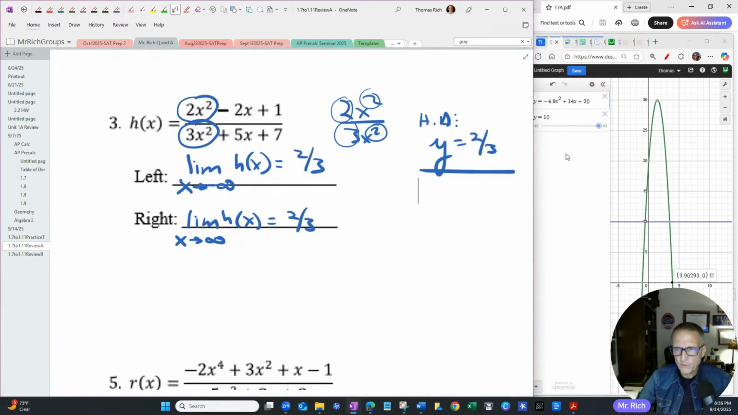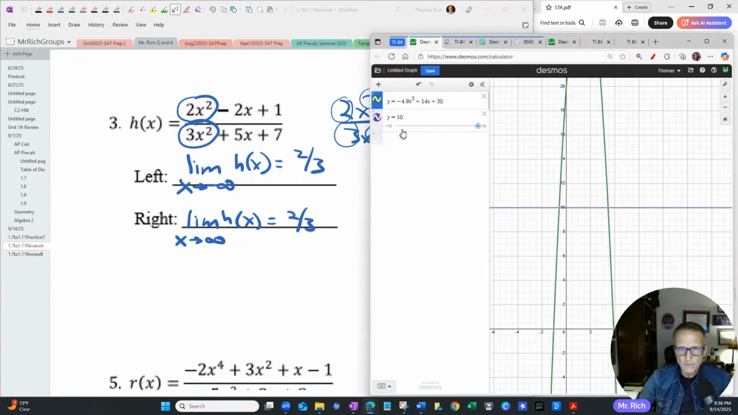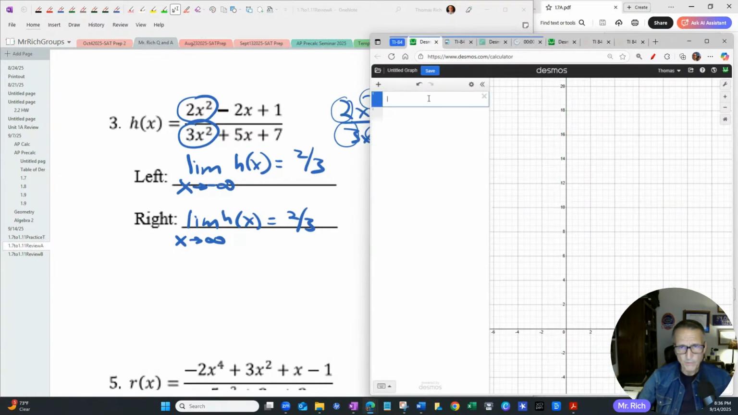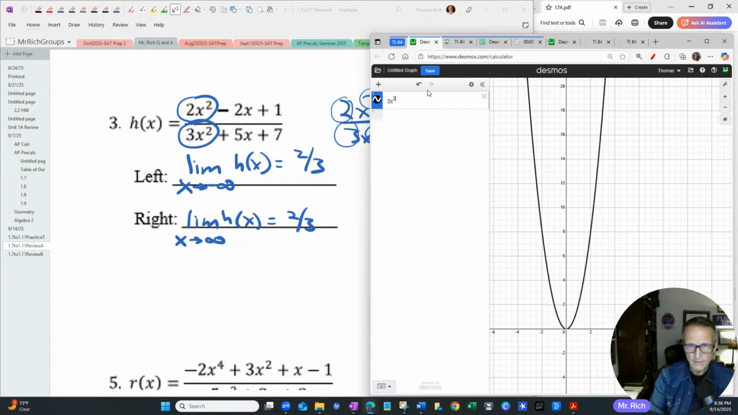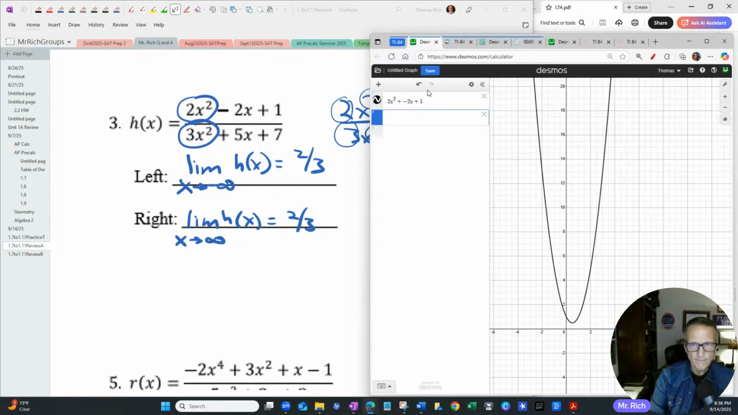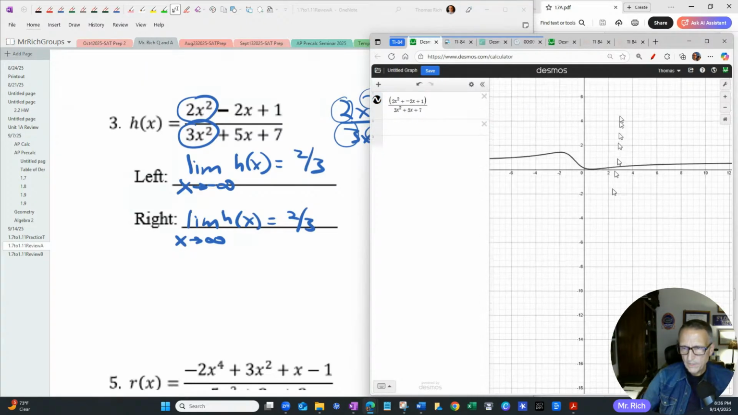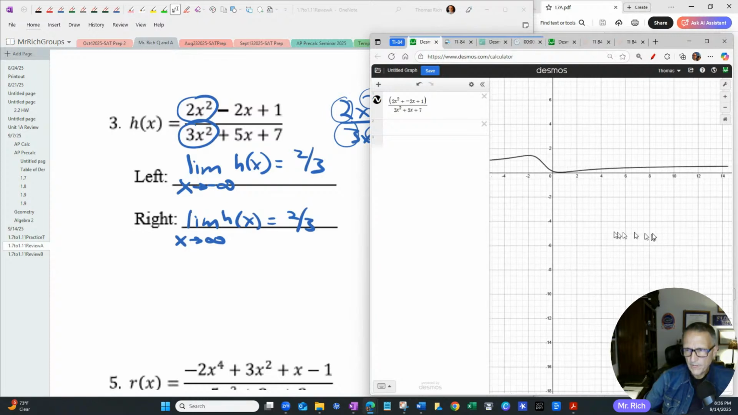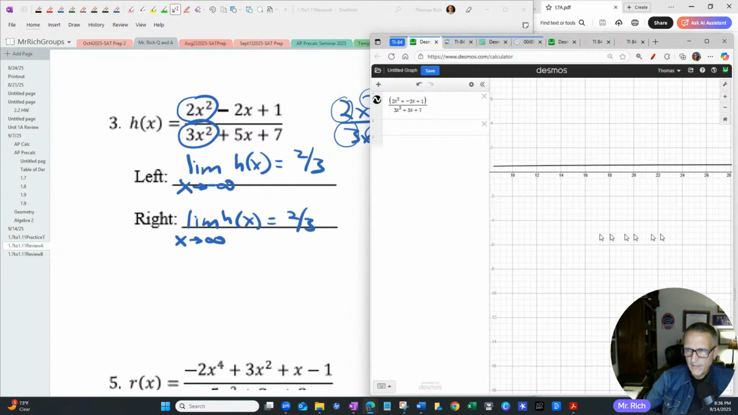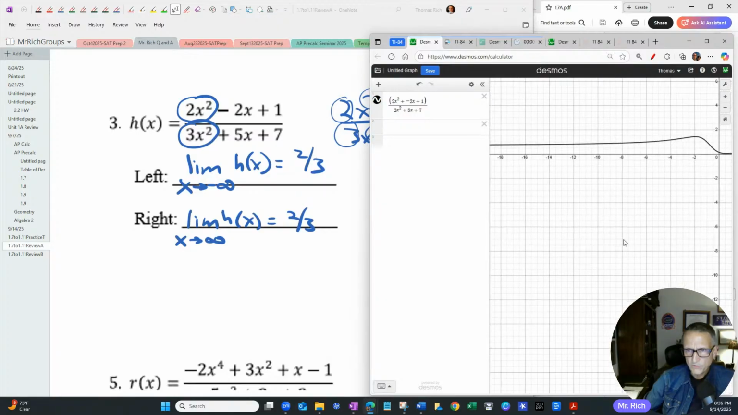If we come over to Desmos and we actually graph the function, which is a good idea as you're doing practice problems, make sure that what you're doing analytically matches up with what you would see if you were to graph it. So we'll put this function in, and we'll see what the end behaviors look like. 5x plus 7. All right. So there's the function. Okay, as we go way out to the right, you can see that it is flattening out, and way out to the left, it's also flattening out.